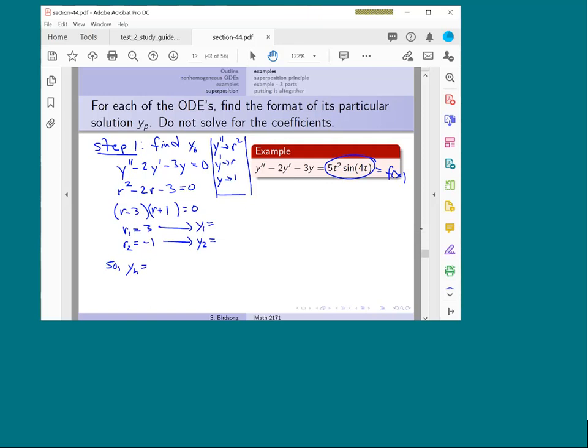So our 2 solutions will be e to the 3x. I lie. Just a second. Why did I say I lie? What should be in that exponent? Why would I say the x was the issue? Ooh, 3t is what I tried to write.